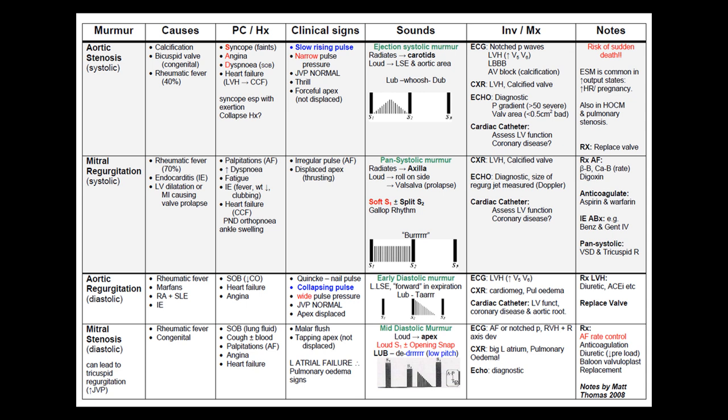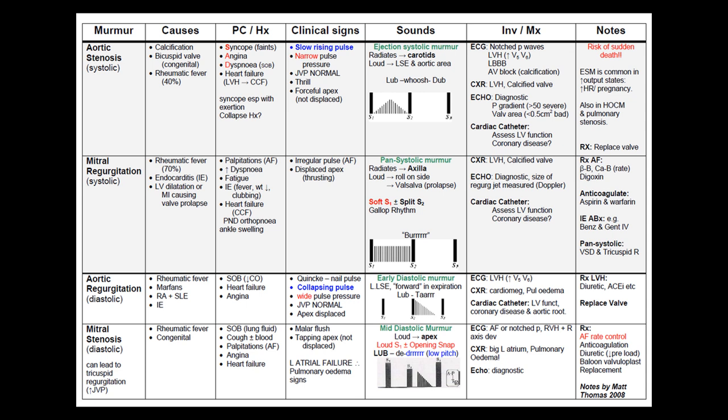The treatment for mitral stenosis is obviously to replace the valve. You can use balloon valvuloplasty in these patients, but in terms of pharmacological control, you would anticoagulate these people. You would control their AF rate as a matter of urgency. You would give them diuretic to reduce their preload to the heart. This might also reduce the pulmonary edema effects, so it reduces the strain on the heart. And then really, as with all of these things, you would replace the valve if it's getting worse.